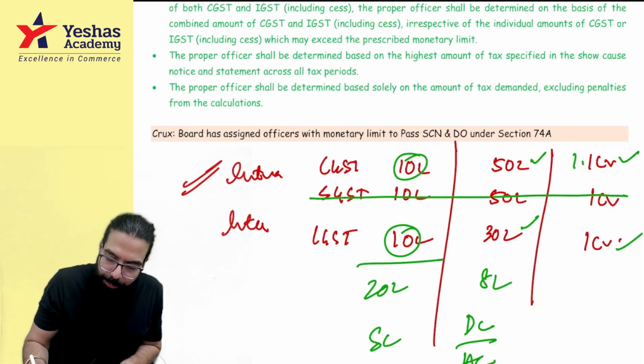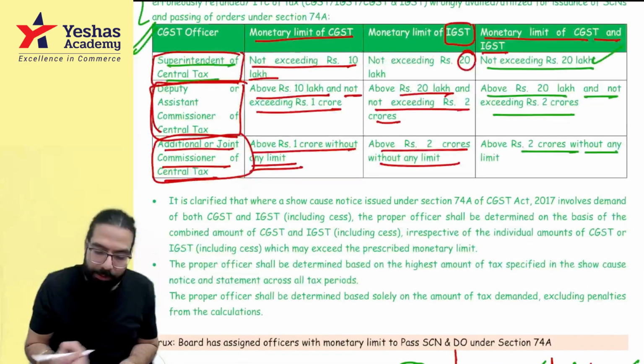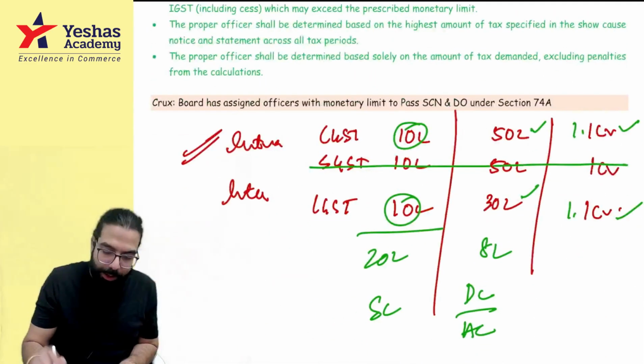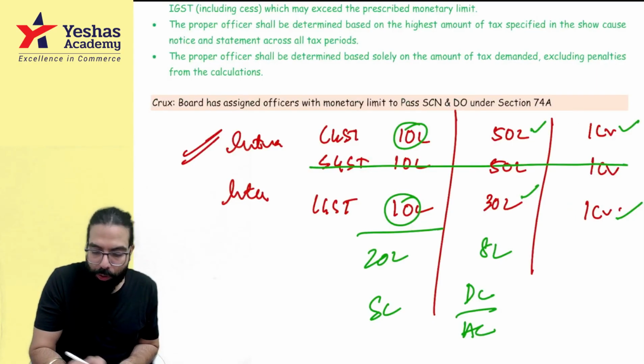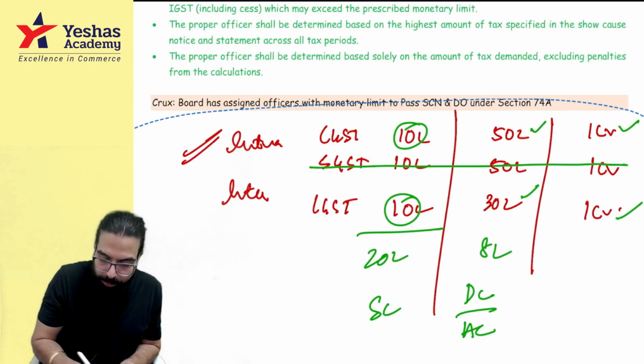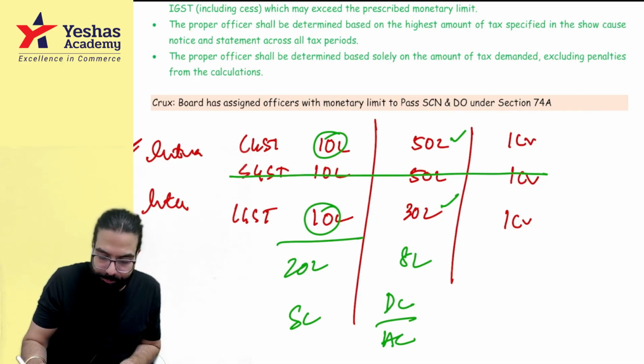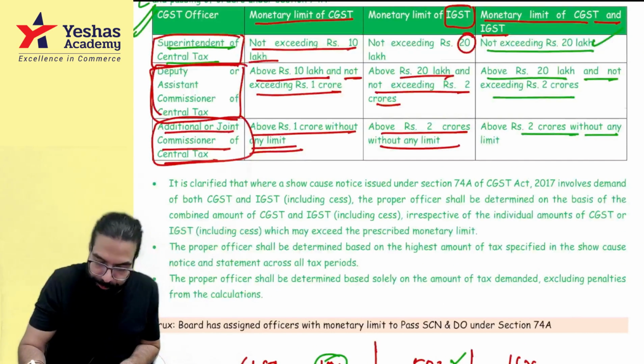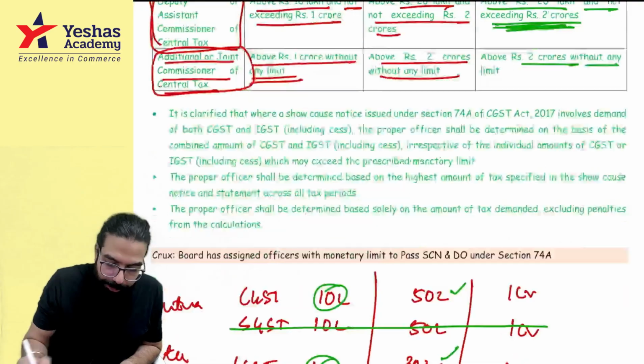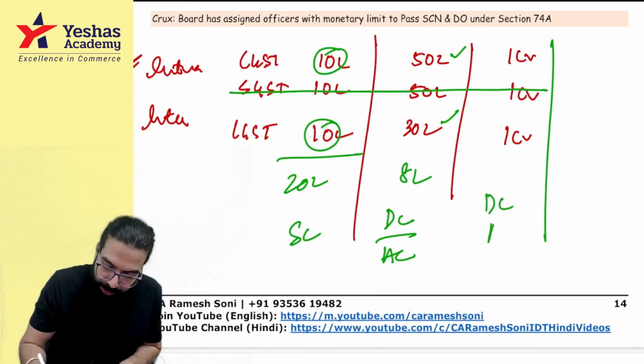So, I'll do one thing. 1.1, 1.1. Then, sir, it is above 2. Sir, you tell me one thing, sir. It is only 2 crore. Who will handle? Can you guys tell me if it is only up to 2, who will handle? Sir, not exceeding 2, deputy or assistant. So, this will go to deputy or assistant commissioner.